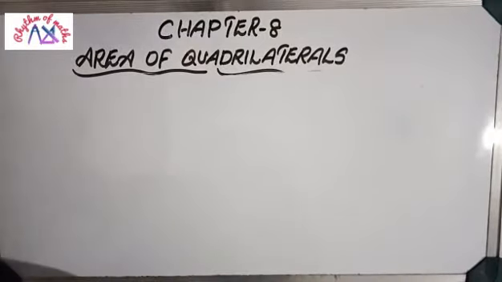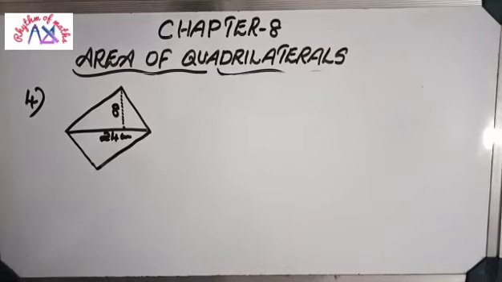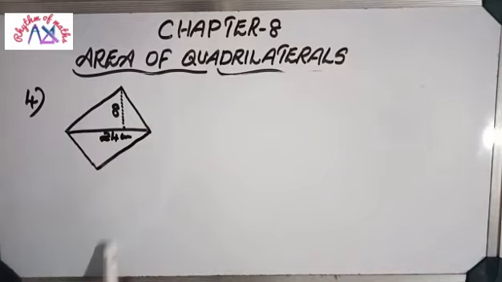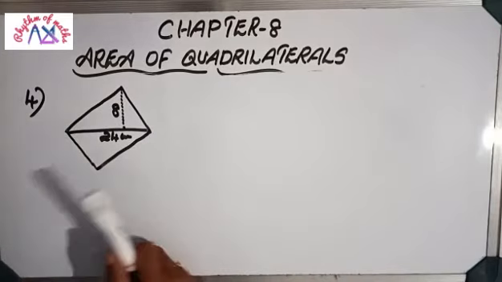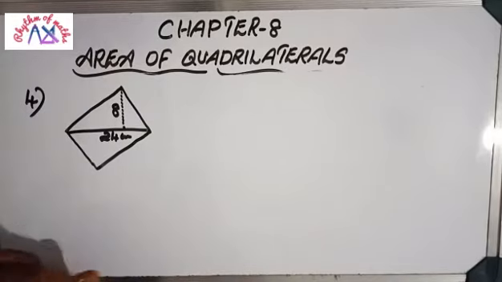Next is question number 4. The fourth question is: compute the area of the parallelogram shown below. In this question, the given figure is a parallelogram. The question is to compute the area of the parallelogram. Parallelogram means opposite sides are parallel and equal. And every parallelogram can be divided into two equal triangles.